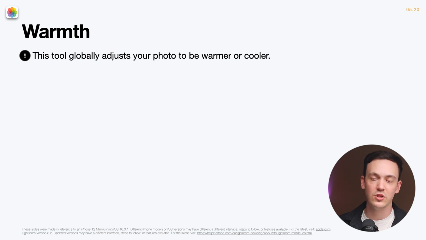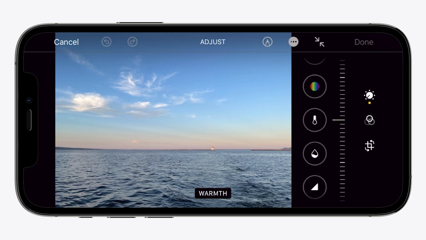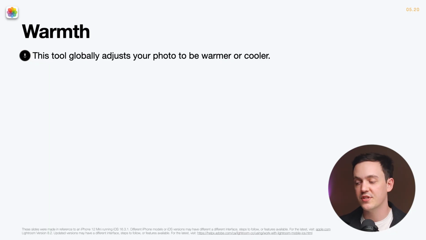The warmth tool globally adjusts your photo to be warmer or cooler. It does so by either adding a yellow or blue color cast. By dragging the slider to the right, you'll introduce a yellow color cast, and by dragging the slider to the left, you'll introduce a blue color cast. The white balance issues that you'll commonly run into can be fixed with this slider.